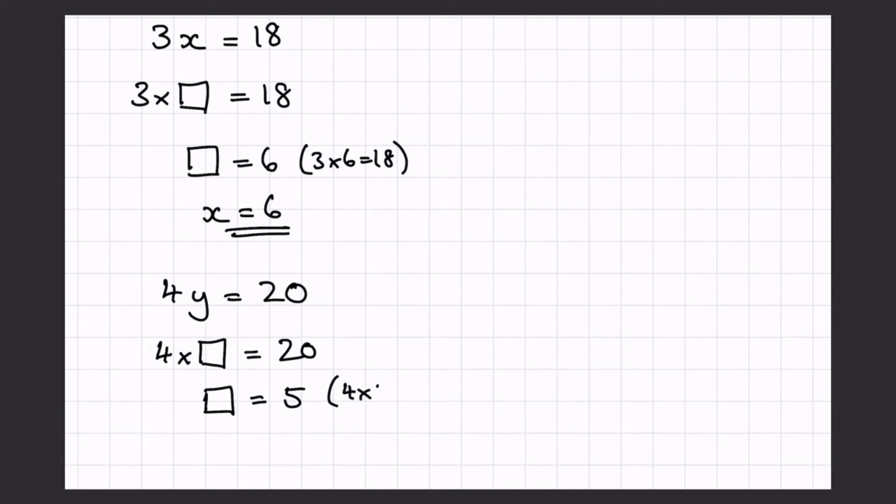4 multiplied by 5 is equal to 20. So our solution is y is equal to 5. And then finally, x over 2 is equal to 7.